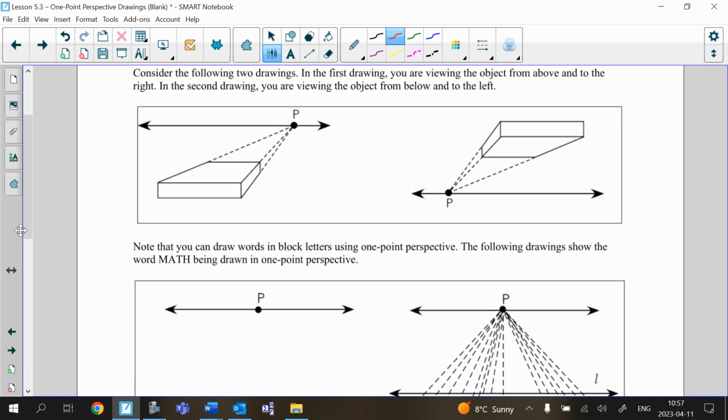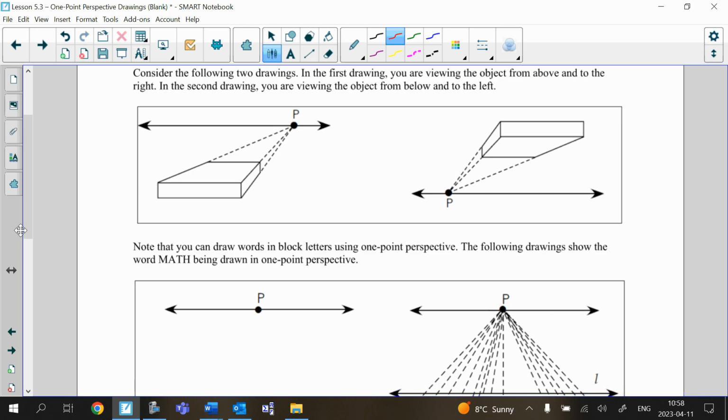Well, that means then that we're looking at a solid, so I'm off to the right and looking at it from above. With this one, I'm off to the left and looking at it from below. So you can draw different views.